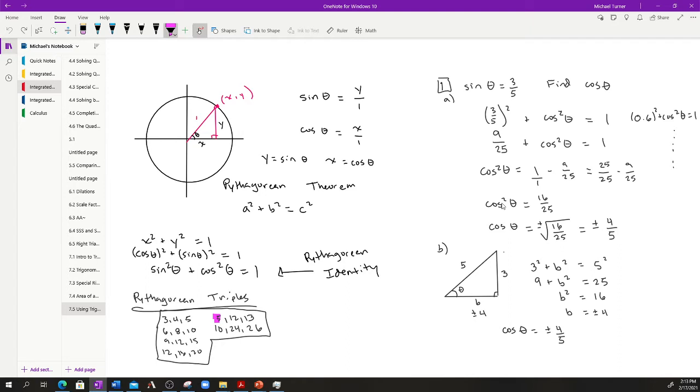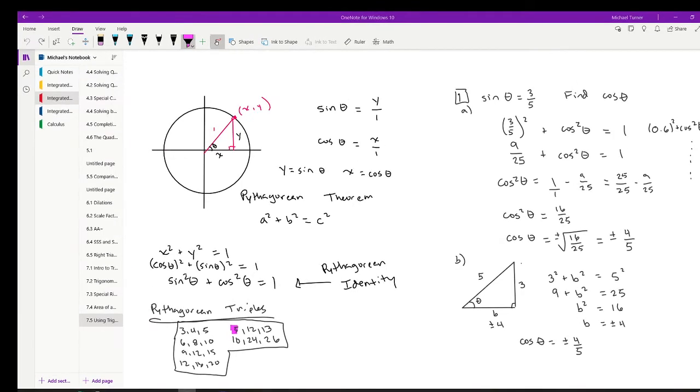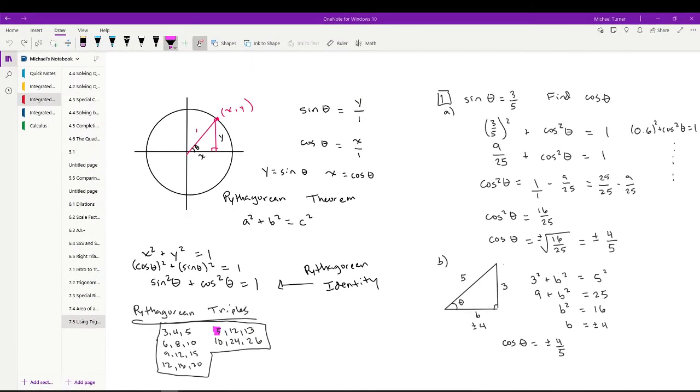From here, to solve, the opposite of square is square root. So the square root of 16 is 4, square root of 25 is 5. So my answer is plus or minus, remember that every square root has two answers, plus or minus 4 over 5.